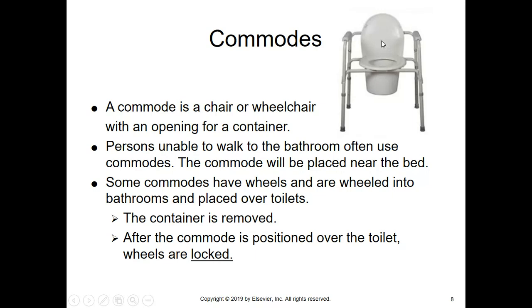Okay, so now let's talk about the slides here. A commode is a chair or wheelchair with an opening for a container. So again, it's a toilet or a chair that has an opening for the container. Persons who are unable to walk to the bathroom often use commodes. It can be placed near the bed. Some commodes will have wheels and are wheeled into the bathroom. So maybe I get my person out of bed, I sit them on the commode, okay, and the commode has wheels. Now I can wheel them into the bathroom over the toilet and they can have their bowel movement or their urination there, okay? If it has wheels, of course, you have to make sure it's locked.